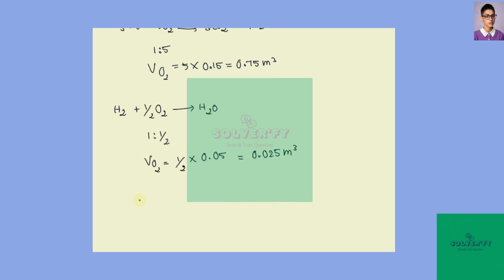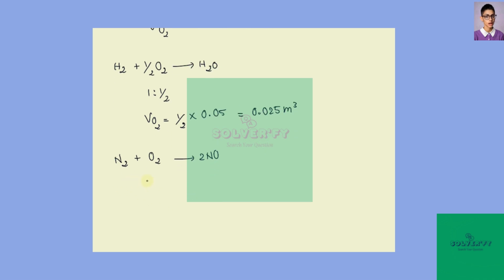Coming to the next one, that is nitrogen, it will combine with the oxygen and form nitrogen monoxide. This is the complete combustion reaction, and the nitrogen and the oxygen are in 1:1 ratio. Therefore, the volume of the oxygen will be equal to the volume of the nitrogen, which is equal to 0.02 meter cube.